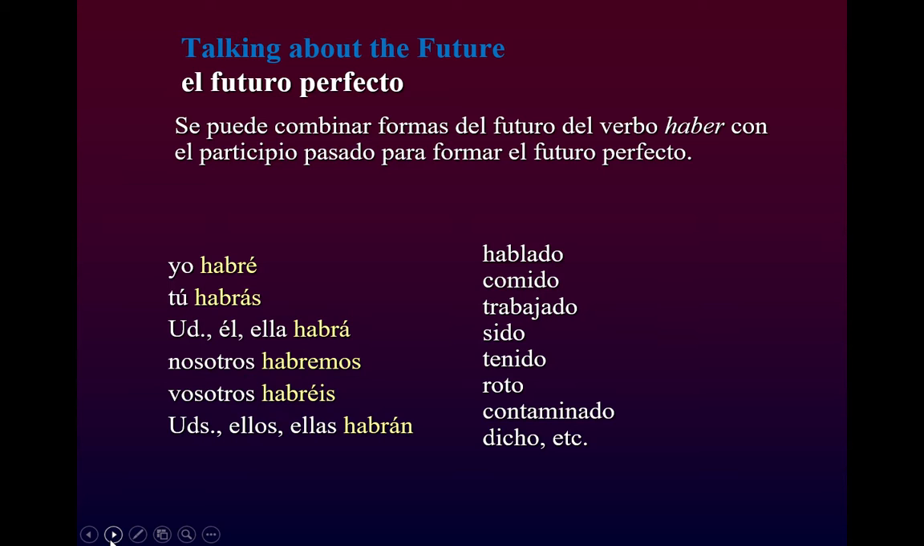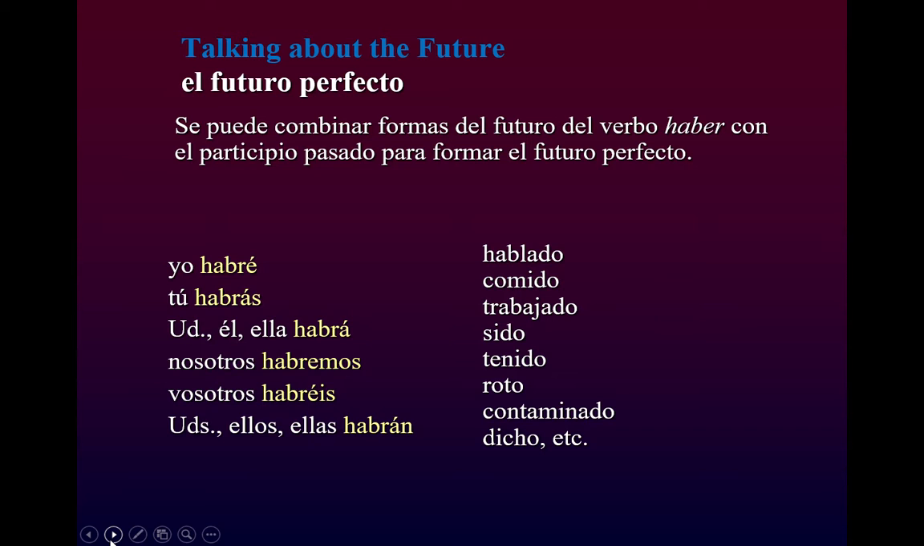Nosotros habremos tenido. We will have had. For example, you could say, by the end of this semester, I will have had 3 semesters of Spanish. Or we will have had. Habremos tenido 3 semestres de español. We could say they will have said. Ellos habrán dicho. So once again, you combine the form of the verb haber in the future, that's the will have part, with any past participle that you've already learned.